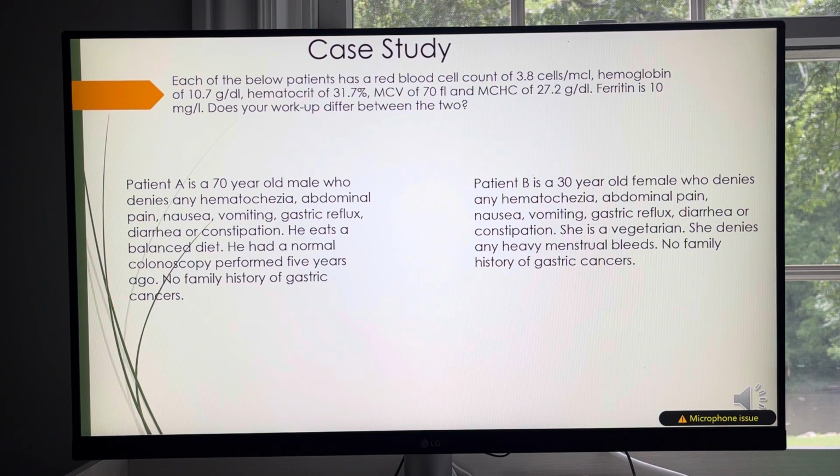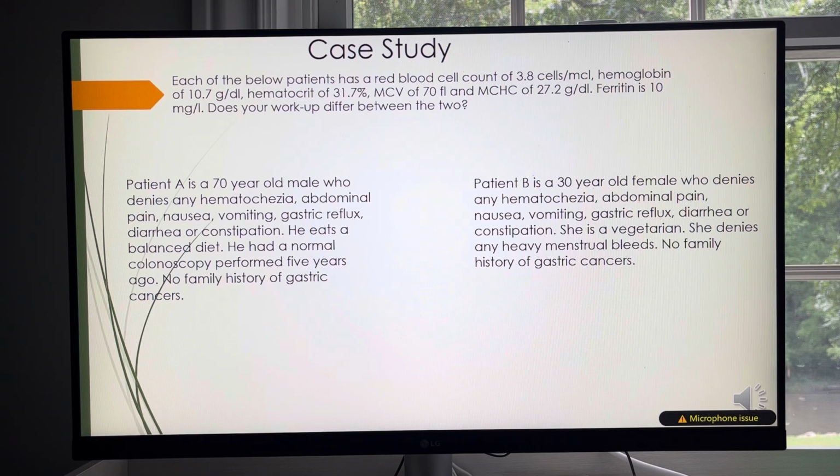Well, first off, is she taking her iron? Is she tolerating her iron? Make sure she's taking it on an empty stomach, preferably with some vitamin C. Make sure she's taking it several hours apart from any antacids, PPIs, or H2 blockers. If she is, we need to do a further workup.